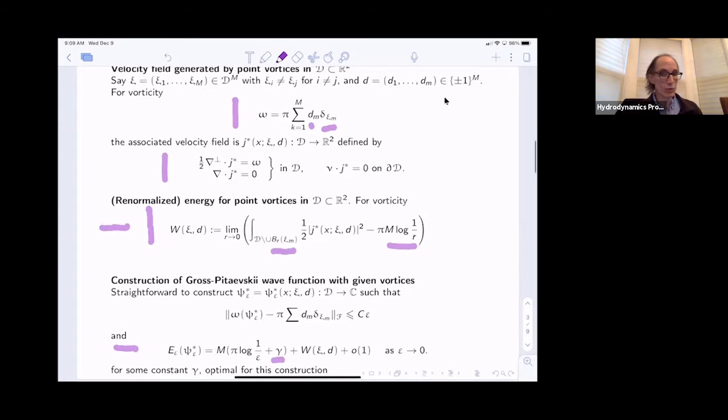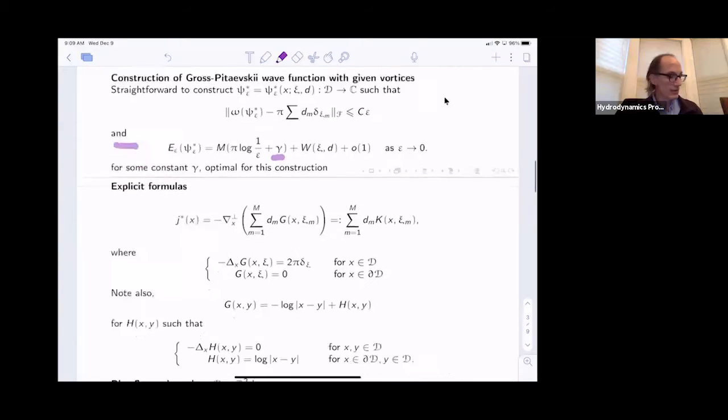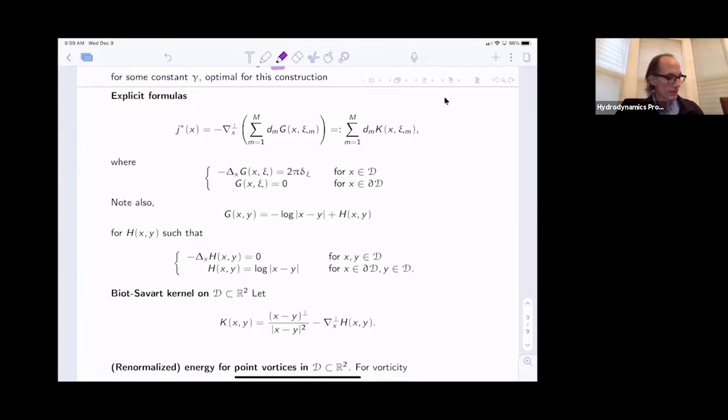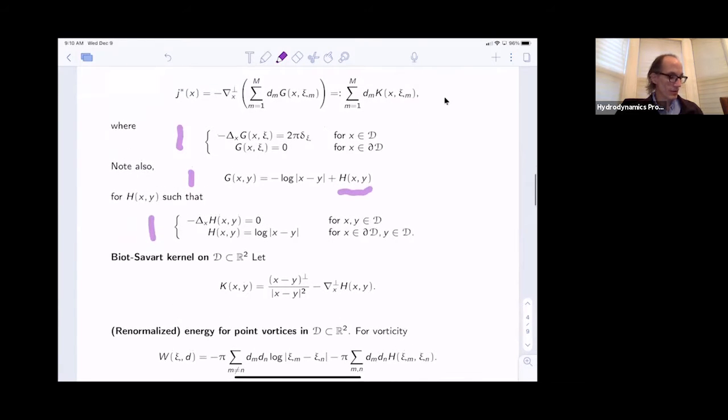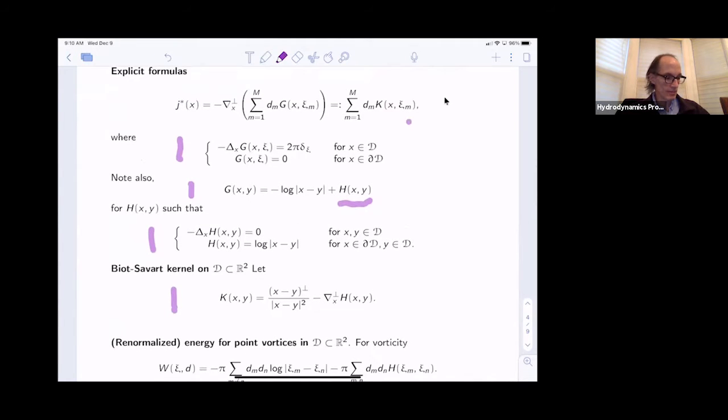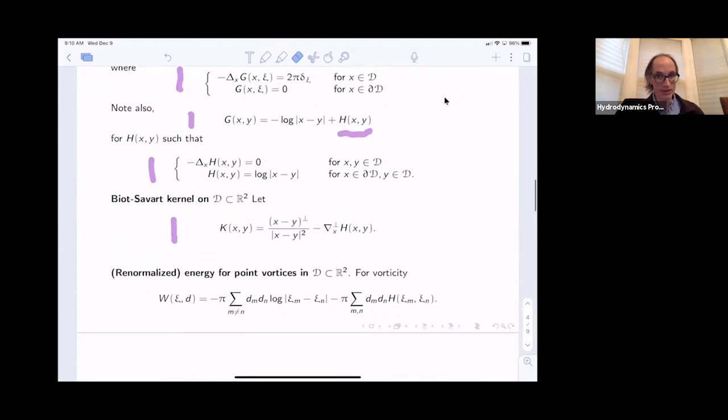If we wish, there are explicit formulas for all these things, for the J star and the W and so on, in terms of the Green's function for the Laplacian on the domain, which we can write as the sum of a log and a regular part. I've recorded these here. Here's the Green's function, written as the sum of a log, and by definition the other part is the regular part. It satisfies some equations, and we can express the Biot-Savart kernel, this K up here, in terms of that regular part. Similarly, the renormalized energy can be expressed in terms of those things. I don't know if we'll need these exact expressions.